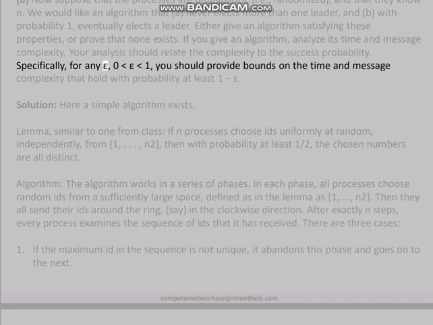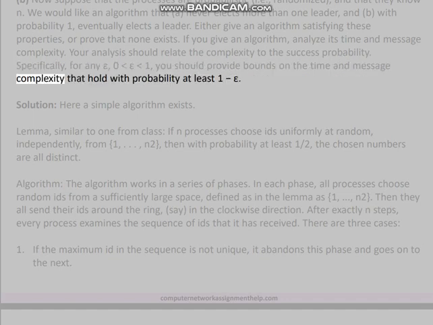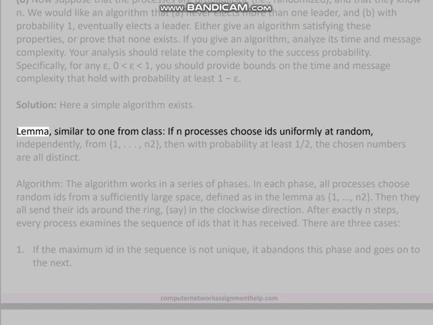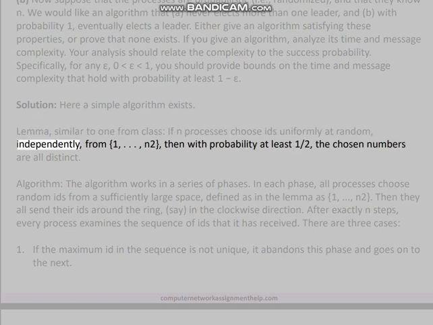Your analysis should relate the complexity to the success probability. Specifically, for any epsilon, 0 < epsilon < 1, you should provide bounds on the time and message complexity that hold with probability at least 1 minus epsilon. Solution: here a simple algorithm exists. Lemma, similar to one from class. If n processes choose IDs uniformly at random, independently, from 1 to n^2, then with probability at least 1/2, the chosen numbers are all distinct.